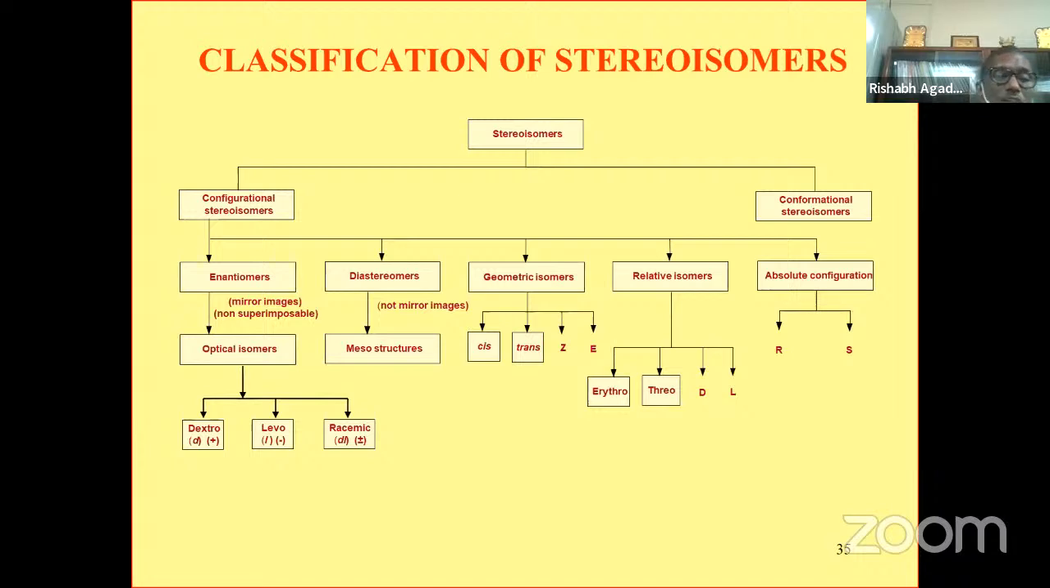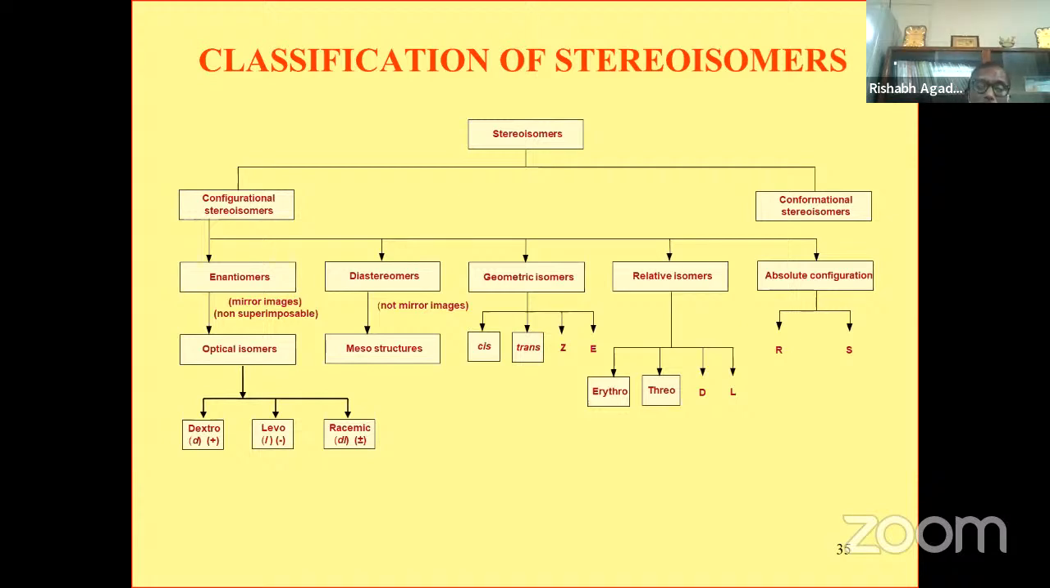Now configurational stereoisomers are further classified as enantiomers, which are mirror images, non-superimposable; diastereomers, meaning two; then your geometric isomers, relative isomers, and absolute configuration. So these are the basic classification. Now enantiomers give rise to optical isomers, where the optical isomers will be dextro, levo, and racemic. Then diastereomers will give a meso structure. Then geometric isomers: geometry means lines and angles, so based on that the orientation will be there.